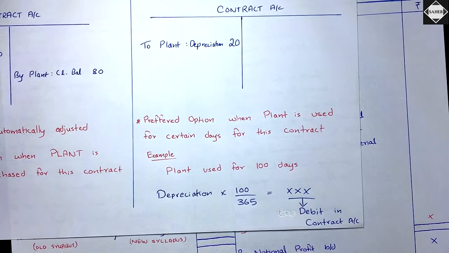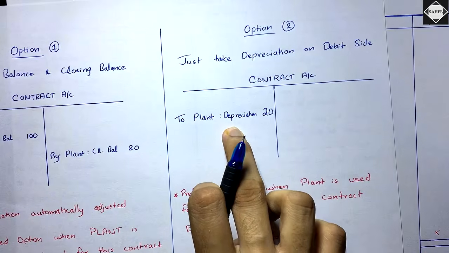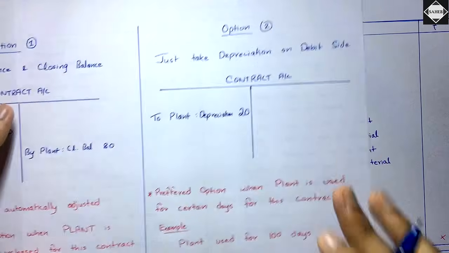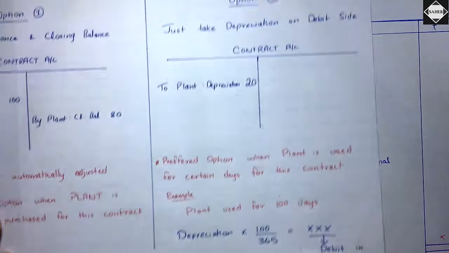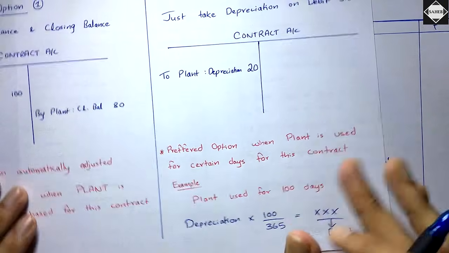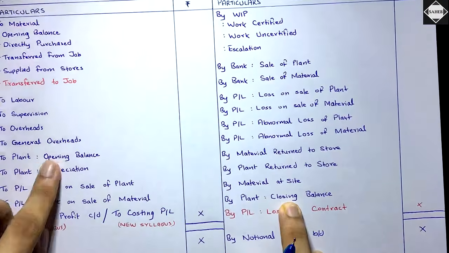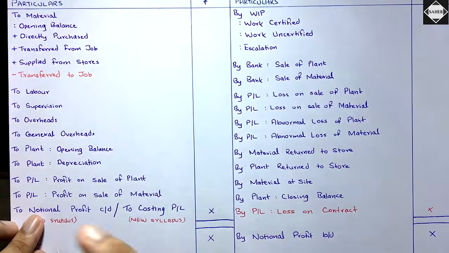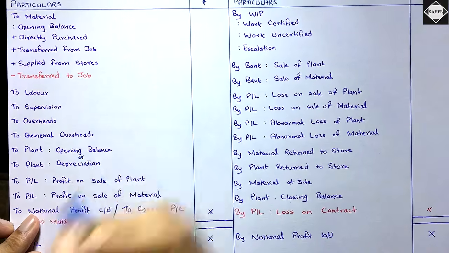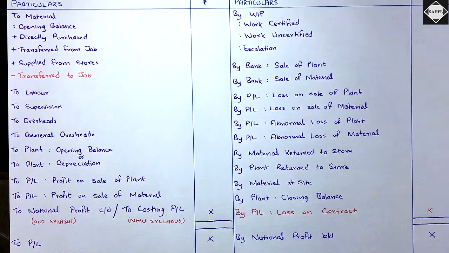So there are two options to treat the plant. Either take the opening and closing balance or just take the depreciation. This is the preferred option if the asset is specifically purchased for a contract, and this is the preferred option if the asset is not specifically purchased and it has been used for certain days. So there are two treatments. Either take opening balance and closing balance, or just take the depreciation. It's or, not both. Is that clear? So that's the treatment regarding the plant, machinery, asset, whatever it is.